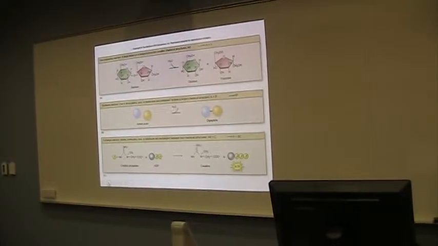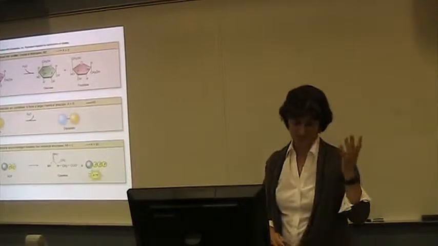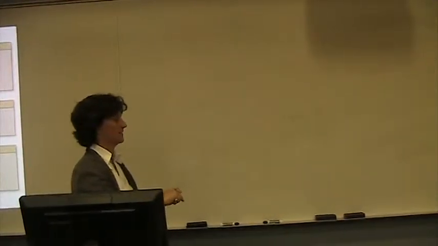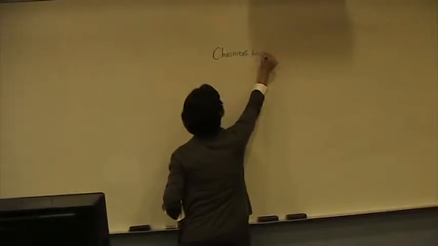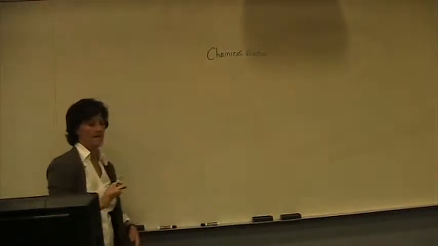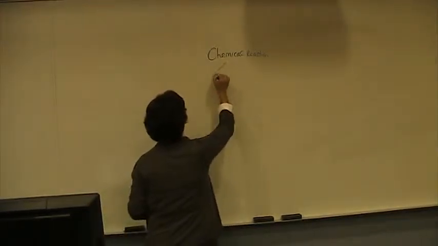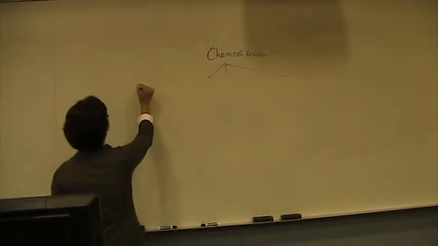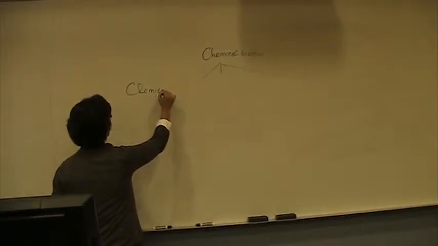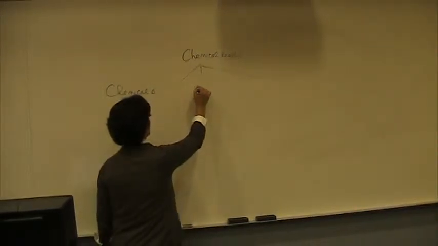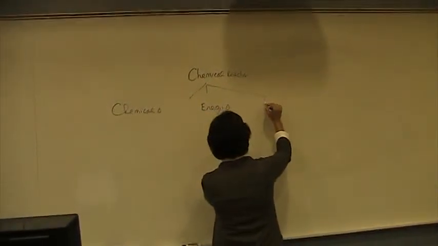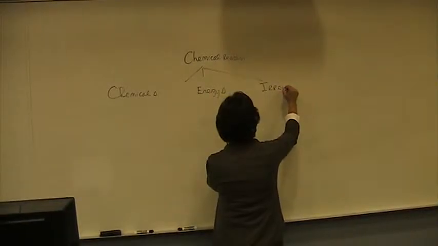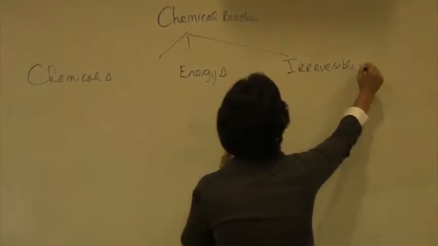Now, if we look at chemical reactions, that's our second concept. Doesn't seem like it has anything to do with the first one, but oh well. We have chemical reactions. And when you look at a chemical reaction, there are really three ways that you have to be able to describe that chemical reaction. The first one, we're going to talk about first, is chemical change. What is the chemical change? The second one is what's the energy change? And the third one is, was it irreversible or reversible?